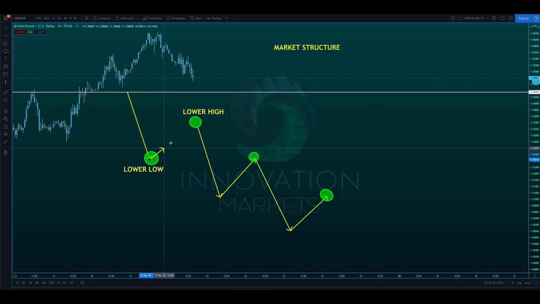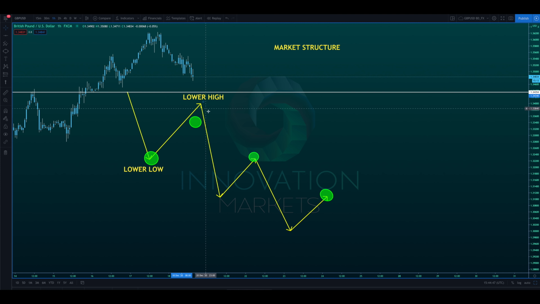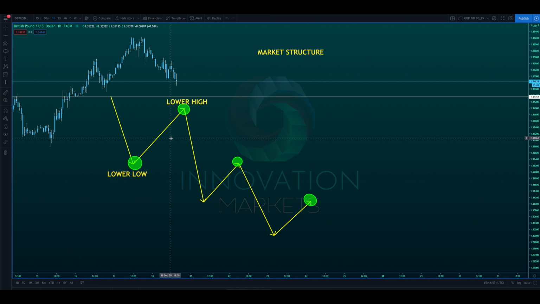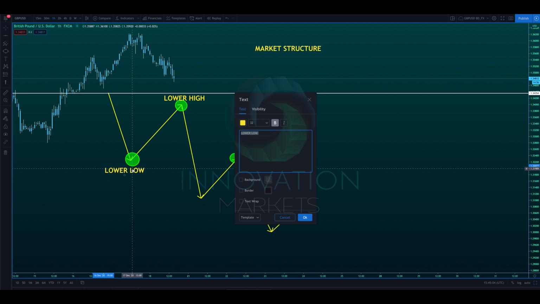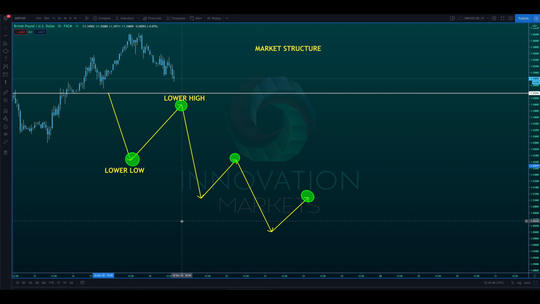So price can come back either here, or it can come here and then move down, or it can come all the way up to here and come back down, and it's classed as a lower high. Why? Because this high here is lower than this high. Quite simple. So there's a lower low and there's a lower high. So then price pushes back down and makes a new lower low. So let's just copy this. It makes a new lower low.